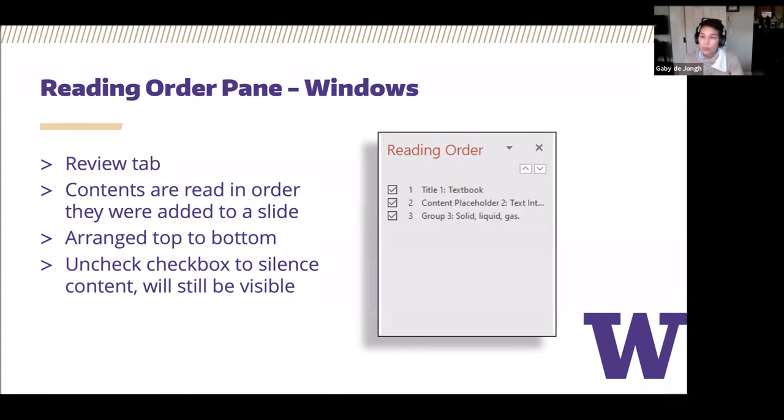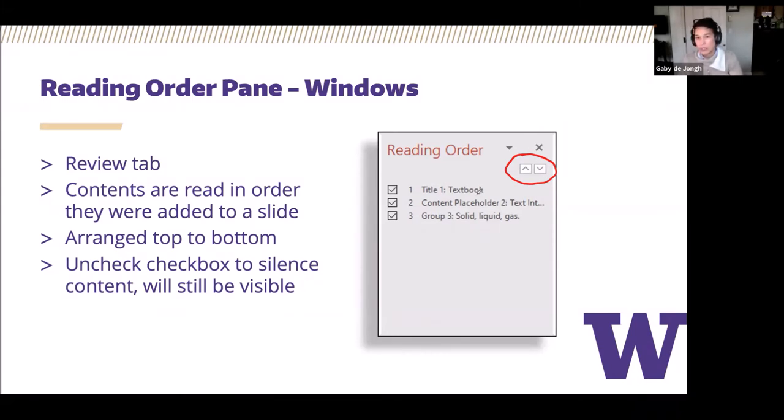But right now, what we're looking at is an image of the reading order pane in Windows, which shows us the elements on a particular slide. Contents on a slide are arranged and read by screen readers in order from top to bottom, as one would expect. It's possible to move these elements by either dragging and dropping or using the up and down keys up in the corner. Moving these elements will affect the order in which they are announced by screen readers.